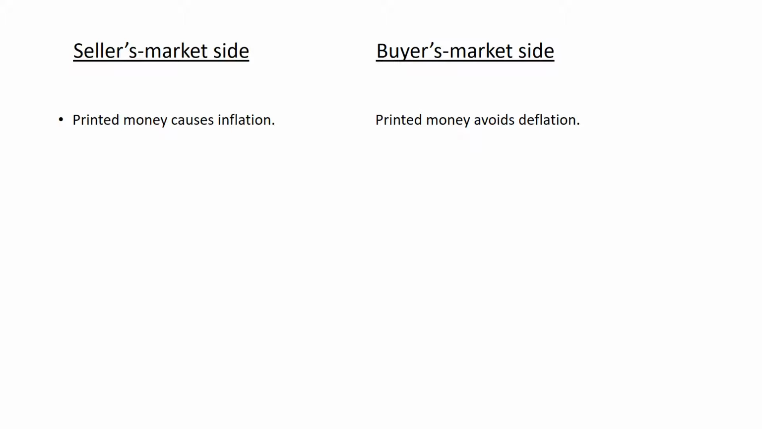On the seller's market side, we have too many dollars chasing too few goods. If we print money, we have even more money chasing those same goods. That's a recipe for inflation. On the buyer's market side, we have too few dollars chasing too many goods. If we print money, we can change the too few into the just right number of dollars to properly price assets and avoid deflation.